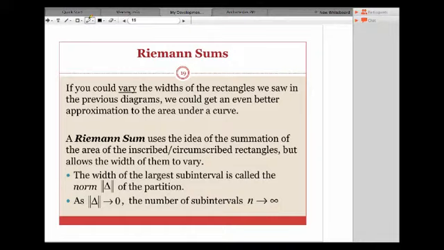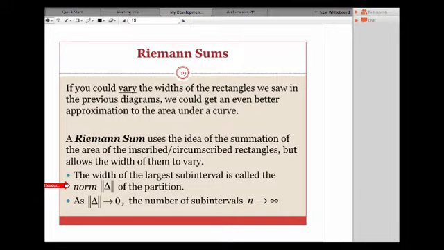All right. The width of the largest rectangle, the fattest rectangle, is what we refer to as the norm. Right here. All right, and it has its own symbol. It kind of looks like a double absolute value bar with a triangle in the middle. That's what we refer to as the norm, is the width of the widest subinterval.